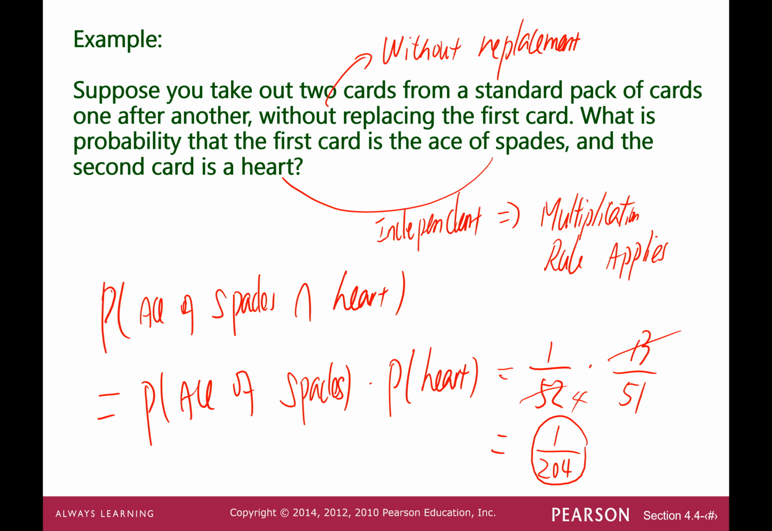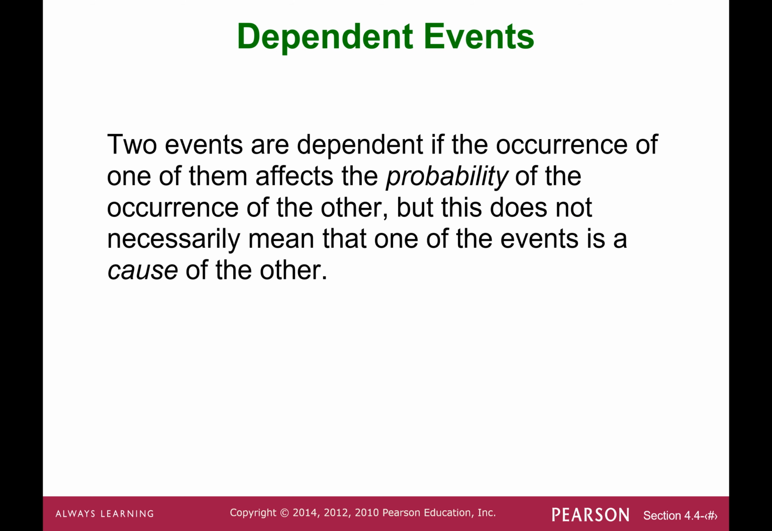Okay. So that's how we apply the multiplication rule to solve the probability problem. Two events are dependent if the occurrence of one has an impact on the probability of occurrence of the other. This does not necessarily mean that one of the events is a cause of the other.